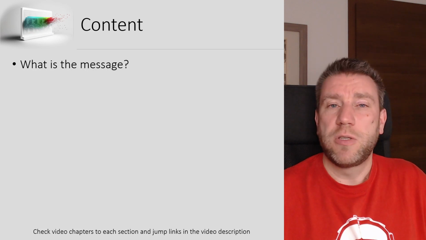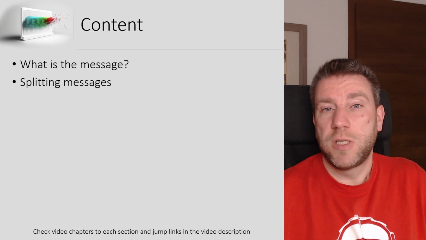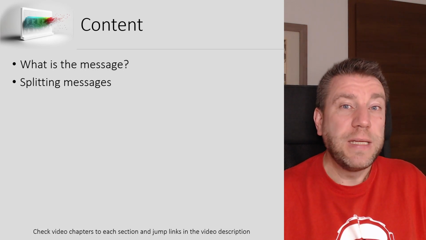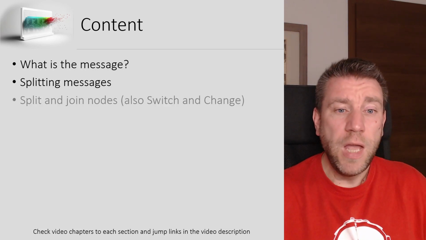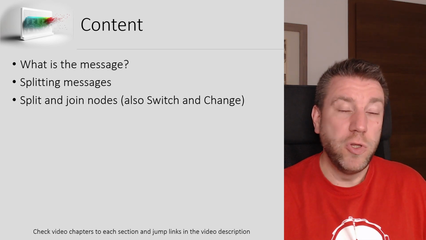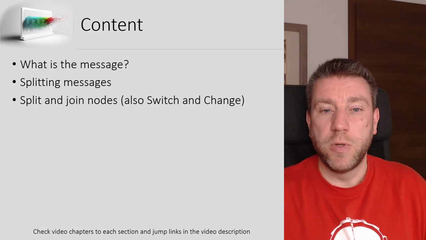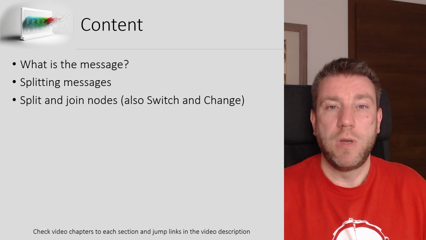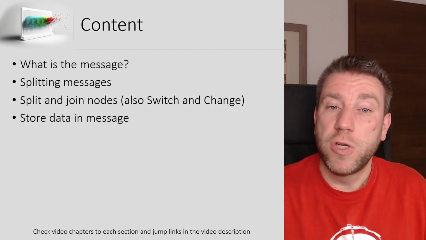So in the beginning I'm just going to talk about what a message is and how it looks and what the main parts of the message are, just to make sure that we are on the same page. And then I also want to talk about splitting messages and how you can control how messages go in your flow. And also some of the split and join nodes in Node-RED, and whilst we are going through some scenarios, also talk about the switch and the change. I think these are the basic message manipulation nodes when you just want to use standard Node-RED nodes and not anything like a function node.